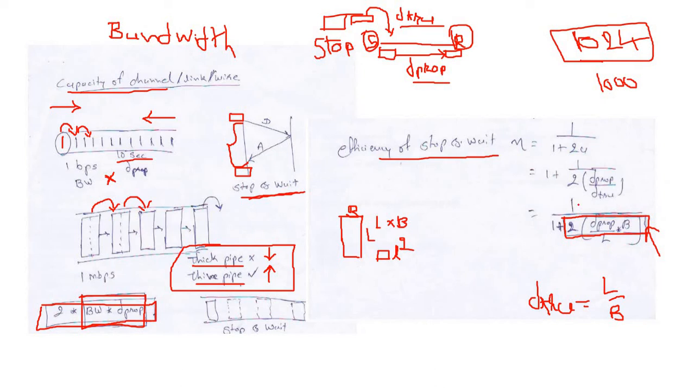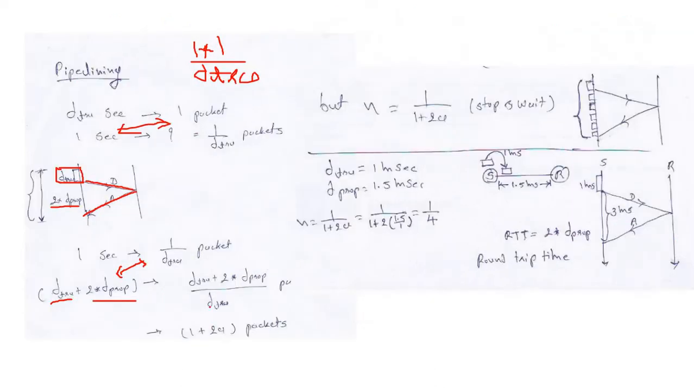Get it? And if you look here, delay of transmission plus 2 into delay of propagation divided by delay of transmission. Now, delay of transmission is removed, so you will get 2 into delay of propagation. Now 2 into delay of propagation means 1 plus 2a. So in the total time we are able to send 1 plus 2a packets. During this entire time we are able to send 1 plus 2a packets.